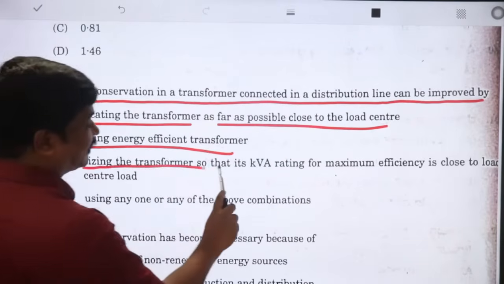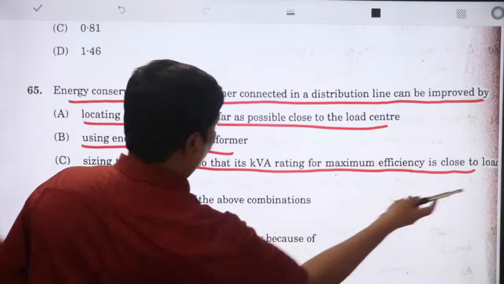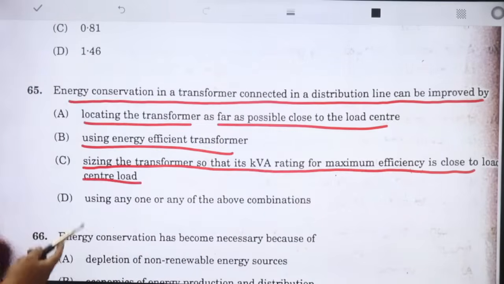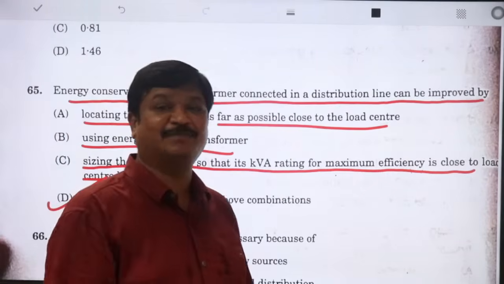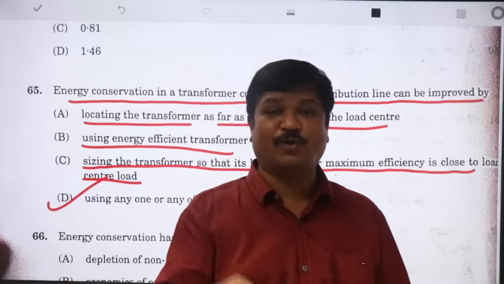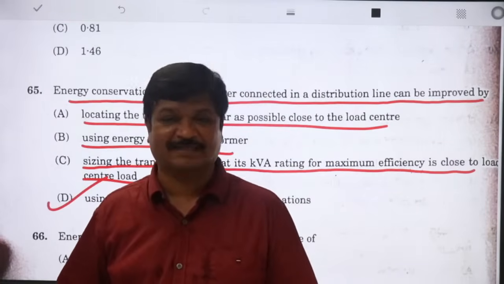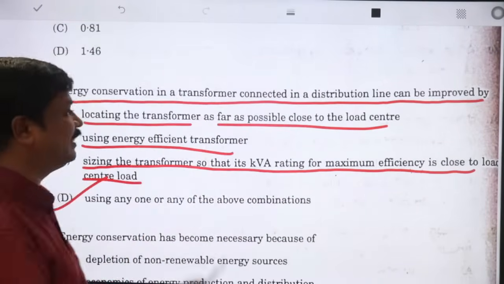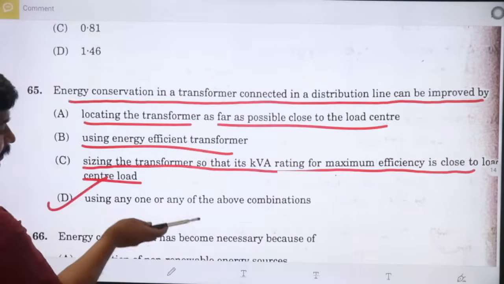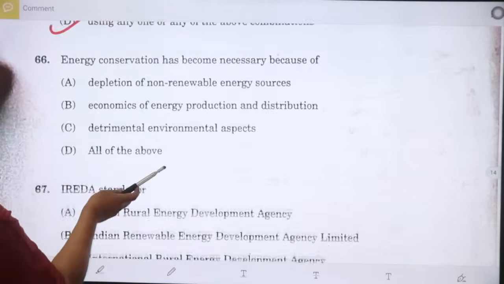Sizing the transformer so that the KVA rating of maximum efficiency is closer to the load center is also appropriate. Using any of the above is the right answer. I told you before the exam also: if all the above is given, then all the above is the answer. If you don't know, try to answer that question. I gave some clue for you, of course, my students, for SAIMEDHA students.